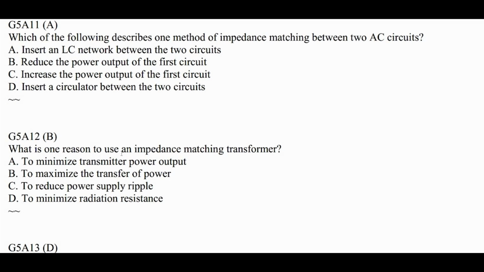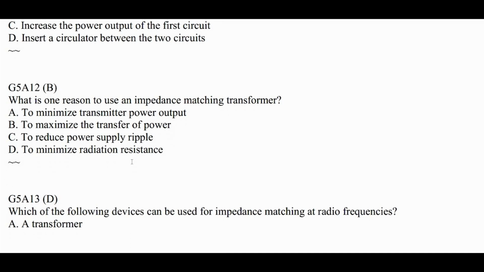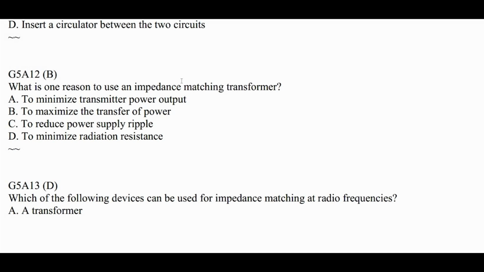G5A12. What is one reason to use an impedance matching transformer? The answer is the reason why you use a matching transformer is to transfer power. So it's B, to maximize the transfer of power. It has nothing to do with ripple or radiation resistance. A good example of this might be an impedance matching transformer at an antenna. The antenna might be, let's say, 200 ohms, and the feed line is 50 ohms, so you use a 4-to-1 matching transformer.